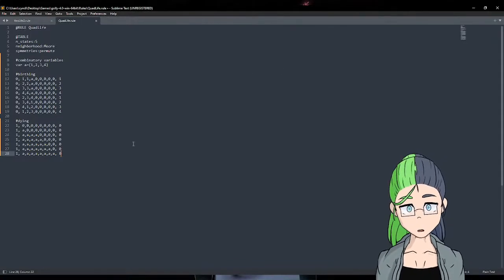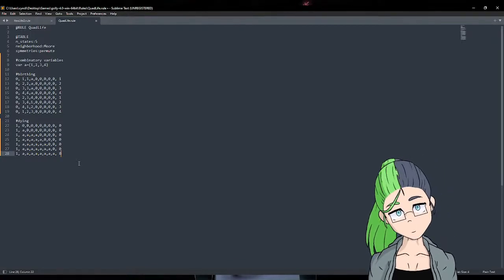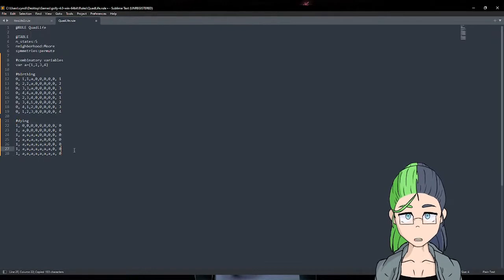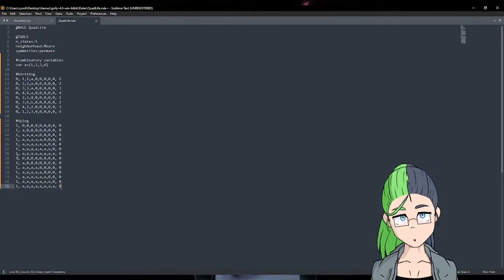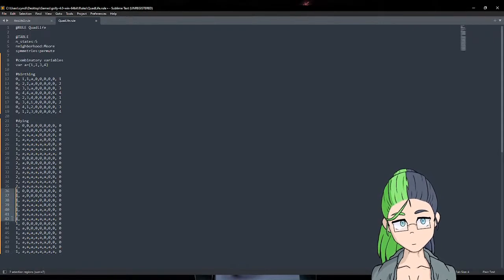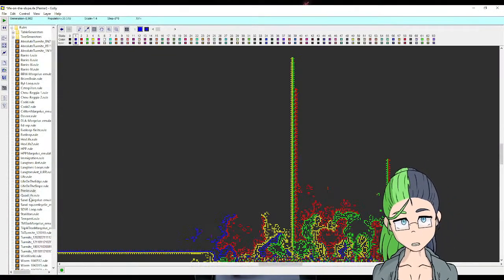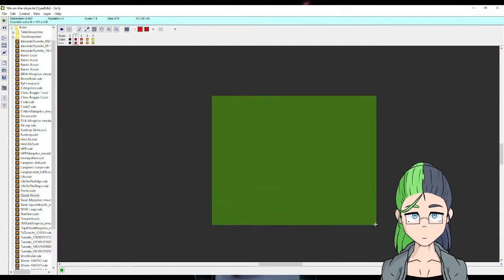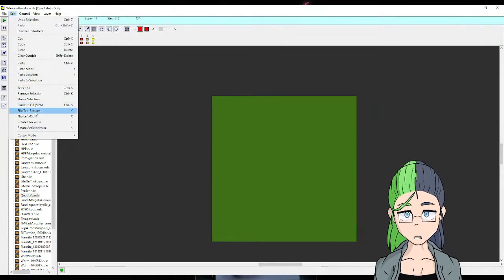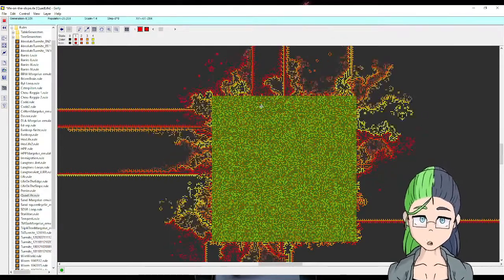Shoot. That actually might really mess things up. Okay, just for the sake of testing, let's try this out. See if that does anything better. Then let's just randomly fill. Yeah, still not quite. It's really interesting though.